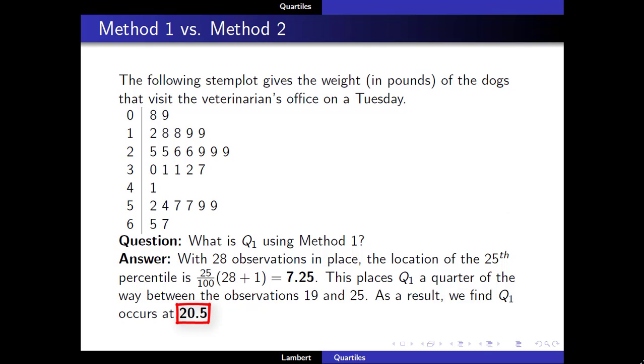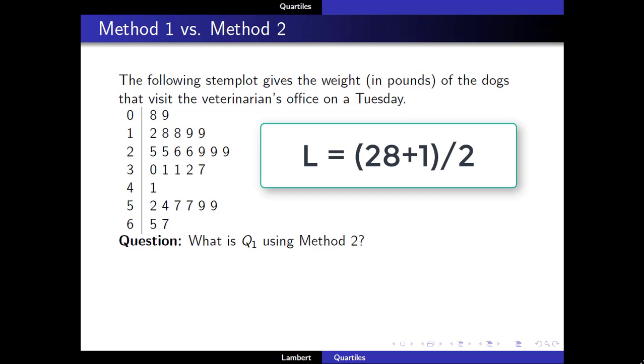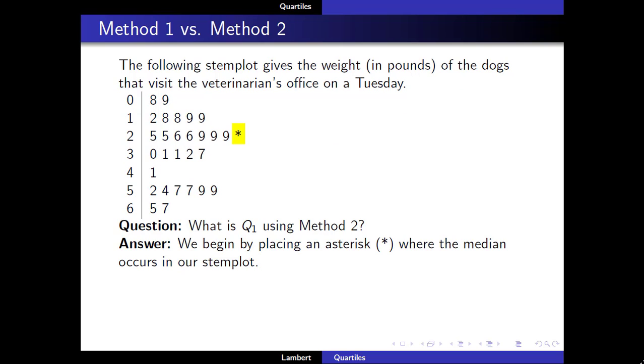Now, let's see if method 2 actually gives us the same value. So in method 2, we first need to find the median. Well, we know there's 28 data values, so if you plug that into the formula for the median, you take 28 plus 1 and divide by 2. That should be the location of the median. That's exactly 14.5, so I'll denote that by an asterisk in our little data set.